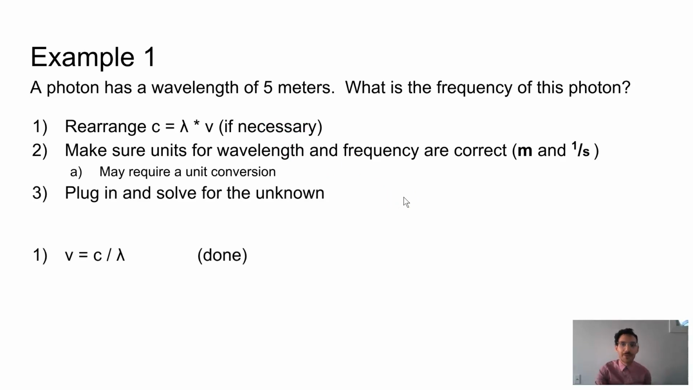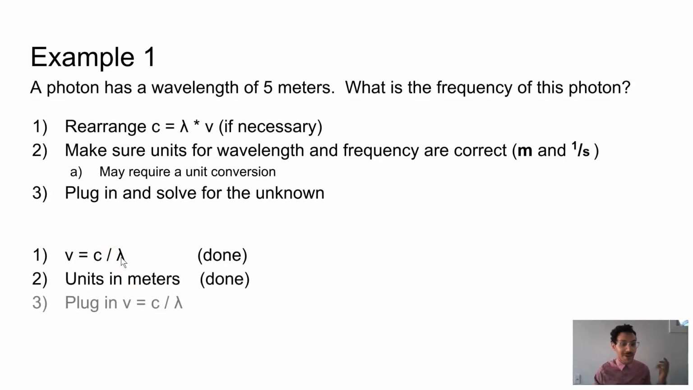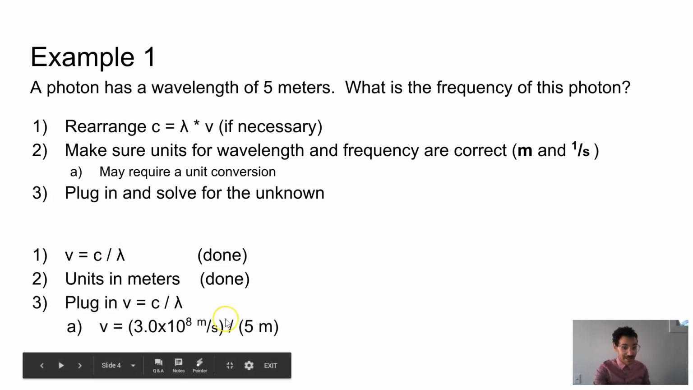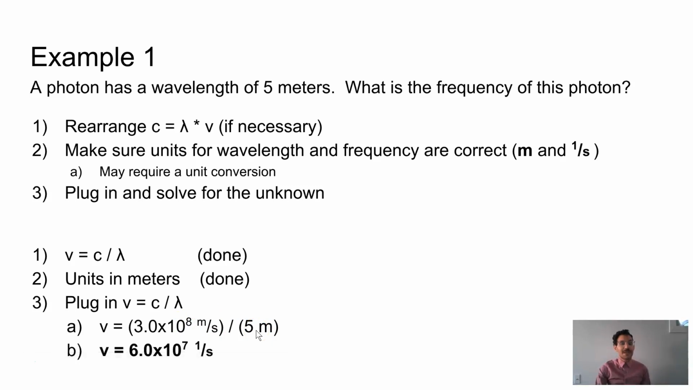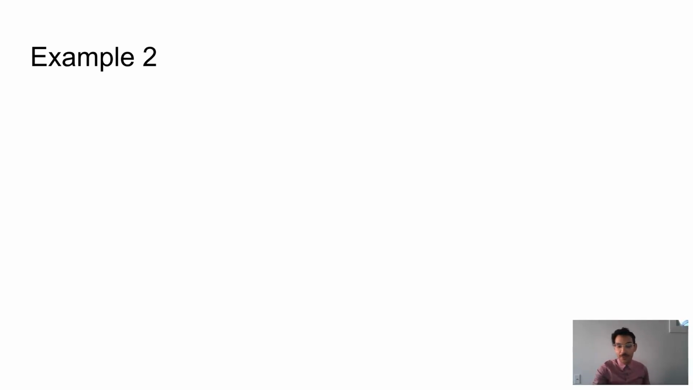So I rearranged this one already. We're solving for frequency, so we want to have it set as frequency equals speed of light divided by wavelength. My units are in meters for wavelength, so that's done. So now I can just plug into my equation. I know speed of light because it's a constant, and I know my wavelength. So I'll divide the speed of light by 5 meters, and that's going to give me my frequency of 6.0 times 10 to the 7th hertz. Fun stuff. Why don't you help me out with this next one?